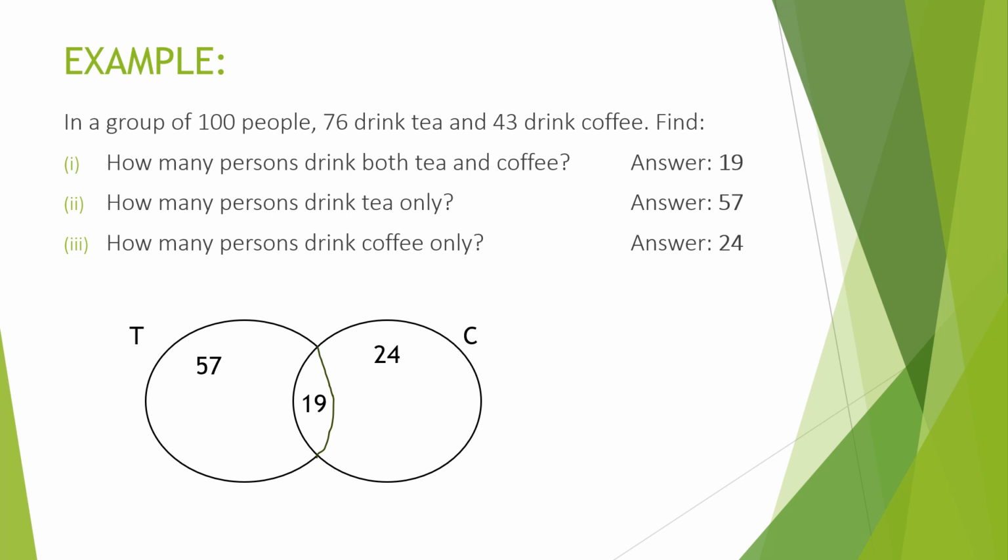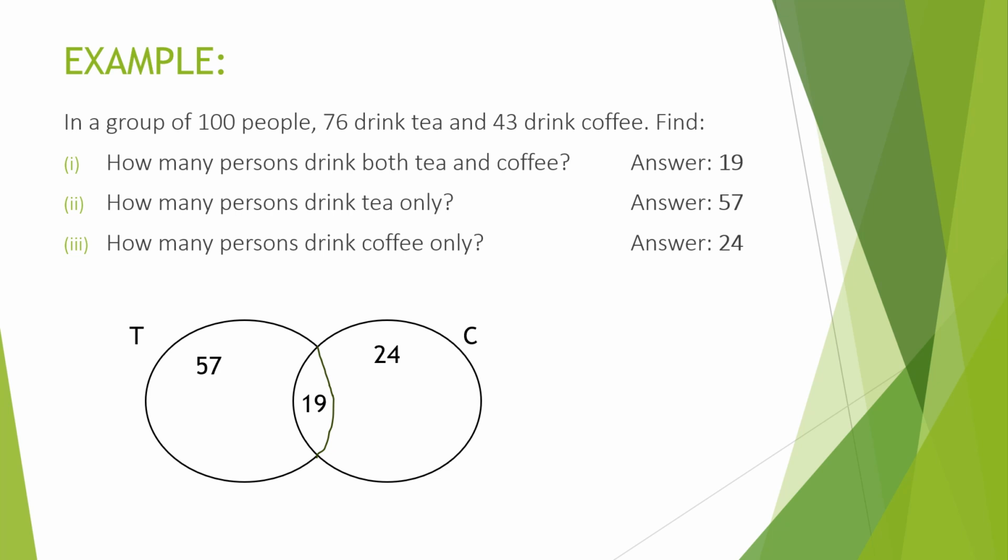You can solve it by drawing the Venn diagram. Venn diagram means representing a set in the form of a circle. So let us see how easy it becomes when you can represent the problem in the form of Venn diagram. In a group of 100 people, 76 drink tea and 43 drink coffee. You have to find some things.